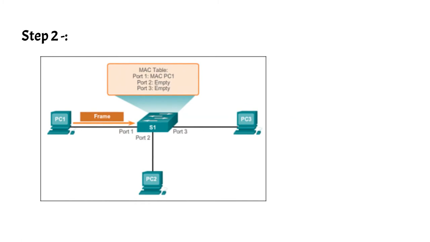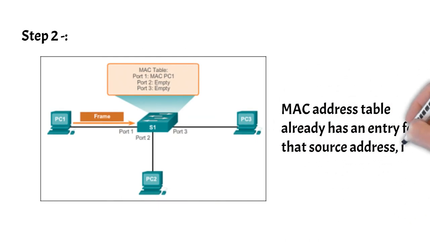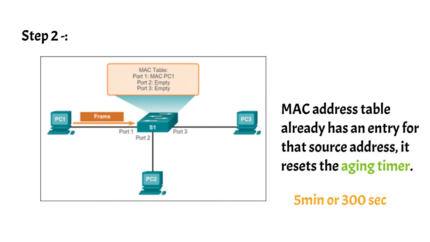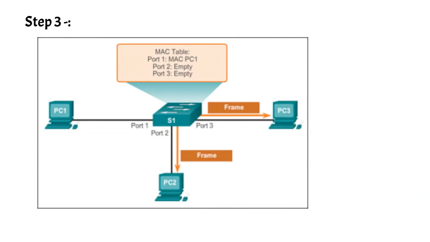If the MAC address table already has an entry for the source address, it resets the aging timer. An entry for a MAC address is typically kept for around 5 minutes, or 300 seconds. After the switch has recorded the source address information, the switch examines the destination MAC. If the destination MAC is not in the MAC table, it broadcasts the frame, as indicated by all Fs. The switch floods the frame to all ports except the ingress port. As you can see, S1 broadcasts the frame.